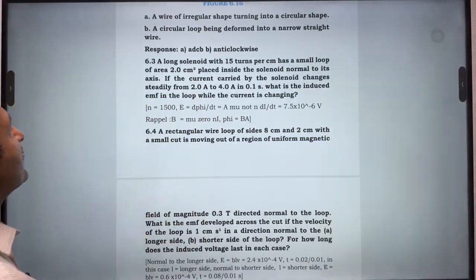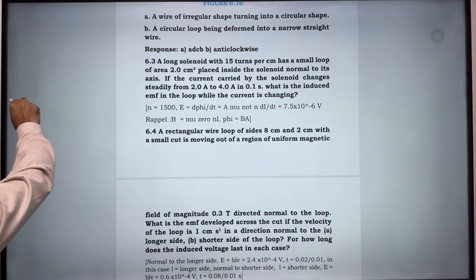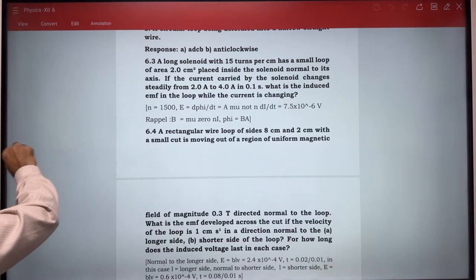So here there is one question. A long solenoid with 15 turns per cm has a small loop of area 2 cm square placed inside the solenoid normal to its axis. If current carried by the solenoid changes steadily from 2 ampere to 4 ampere in 0.1 second, what is the induced EMF in the loop while the current is changing? So here question is simple.